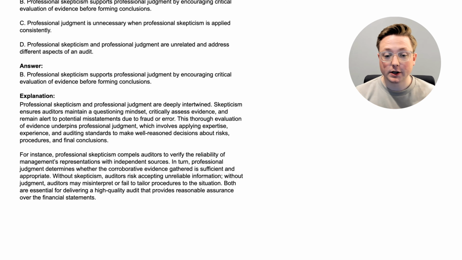For instance, professional skepticism compels auditors to verify the reliability of management's representations with independent sources. In turn, professional judgment determines whether the corroborative evidence gathered is sufficient and appropriate. Without skepticism, auditors risk accepting unreliable information. Without judgment, auditors may misinterpret or fail to tailor procedures to the situation. Both are essential for delivering a high-quality audit that provides reasonable assurance over the financial statements.